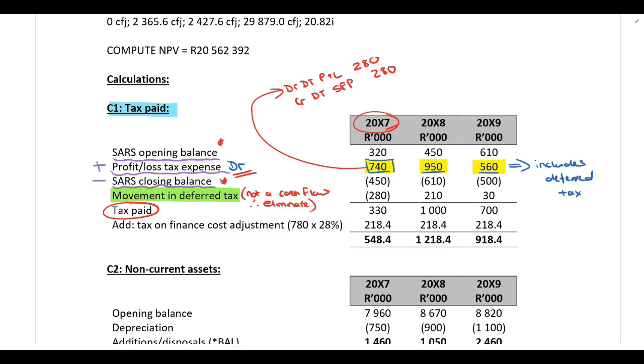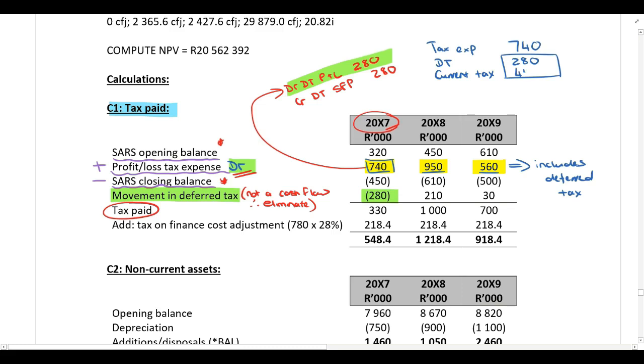Now think about this logically. This is a debit balance, and I took a debit of 280,000 to profit and loss. So if I want to exclude or eliminate the deferred tax, I need to deduct the deferred tax. And then I will have the tax expense that excludes my deferred tax. Let's look at it like this. Here's my total tax expense. The total tax expense is 740,000. We know the deferred tax portion is 280. So the balance relates to my normal income tax or my current tax, which is 460,000. So by deducting the movement in my deferred tax, I've eliminated the deferred tax, and I'm now only sitting with my current tax, which is exactly what I want. Let's also just look at the calculation for 20x8 to make sure that you are happy with this.